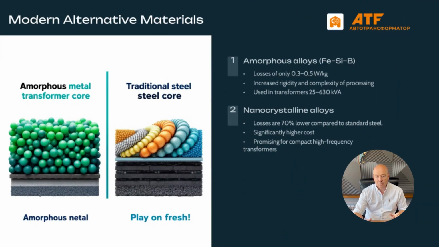There are also modern alternatives to traditional steel. Amorphous alloys, based on iron, silicon, and boron, can cut losses to 0.3 to 0.5 watts per kilogram. However, they are mechanically harder to process and mostly used in distribution transformers. Nanocrystalline alloys reduce losses by up to 70% but are significantly more expensive. They are promising for compact or high-frequency transformers. Conclusion: these materials are cost-effective when electricity rates are high or space is limited.